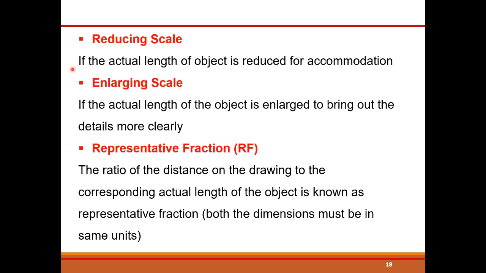Reducing scale is the one where the actual length of the object is reduced for accommodation, which we normally do in our drawing sheet in the lab. Enlarging scale: if the actual length of the object is enlarged to bring out the details more clearly, then it is known as enlarging scale. Next is the representative fraction. The ratio of the distance on the drawing to the corresponding actual length of the object is known as representative fraction. Both the dimensions must be in the same units.